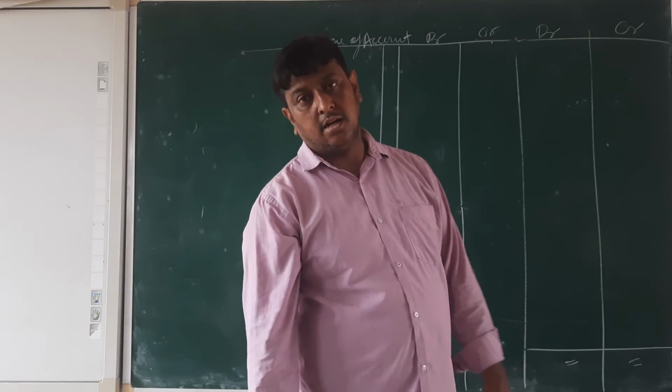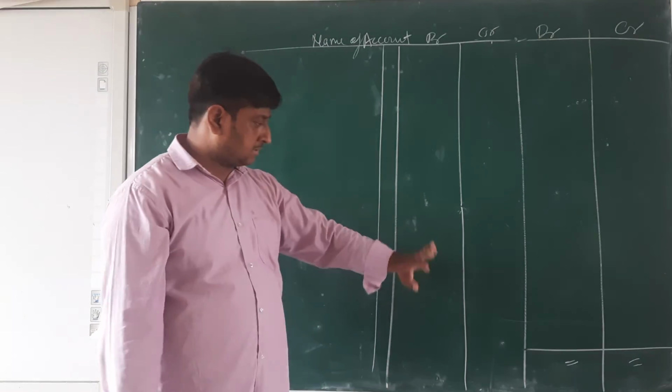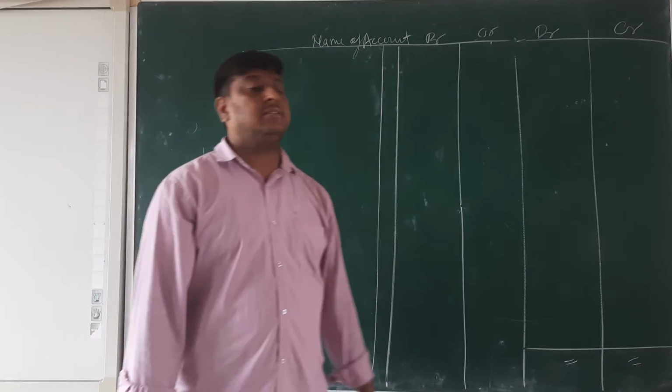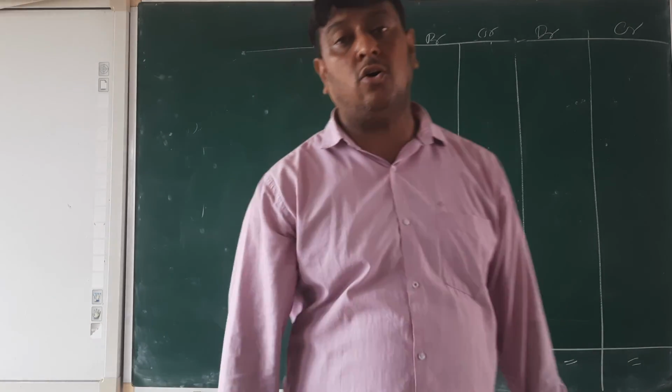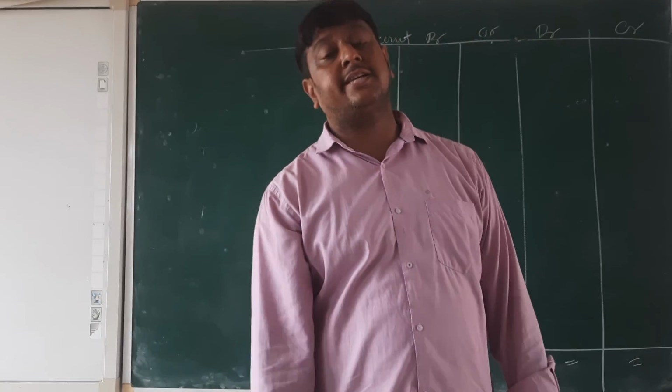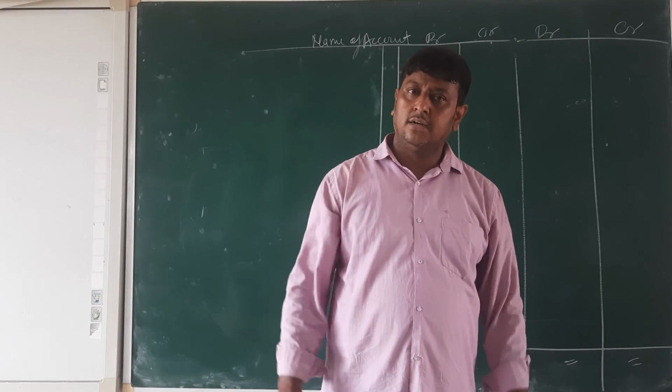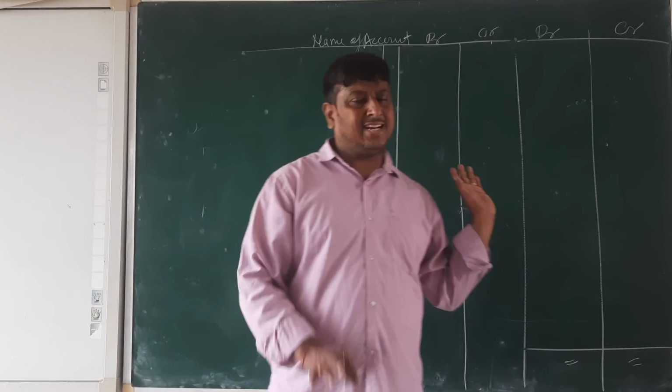Otherwise, if capital is not given, transfer the difference to capital. Otherwise, this difference amount we are going to transfer to the suspense account. Okay, beta? Clear? Both ledger and trial balance.